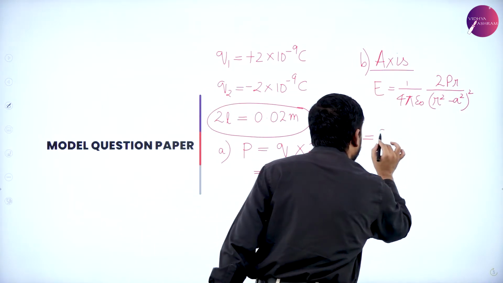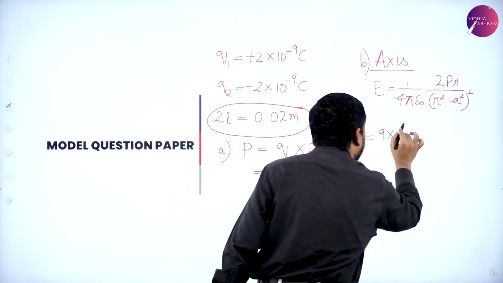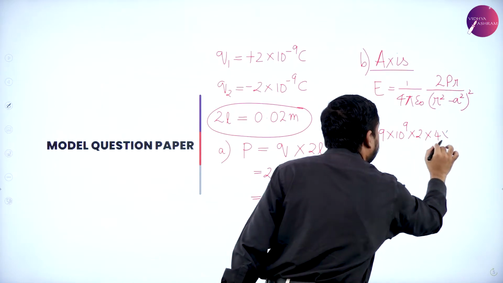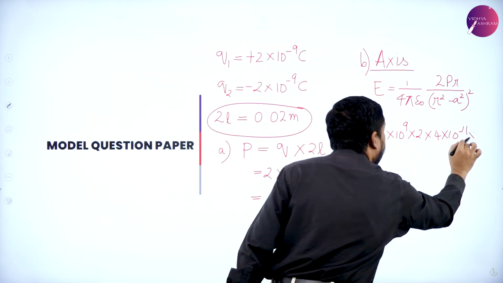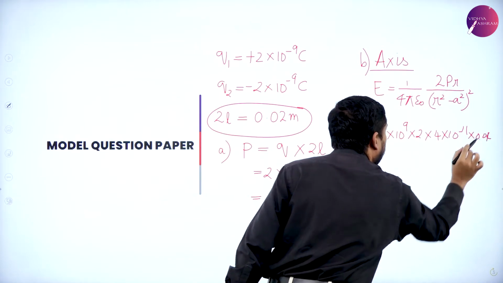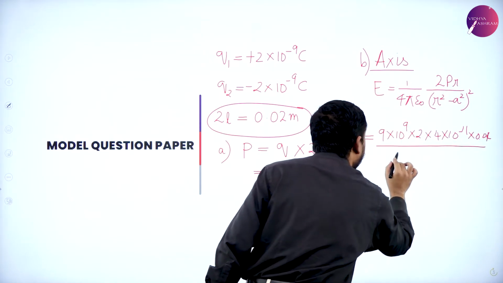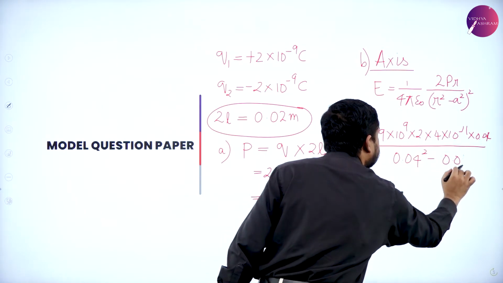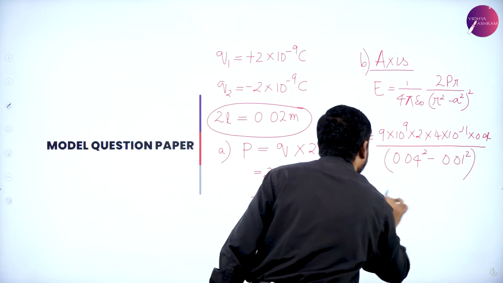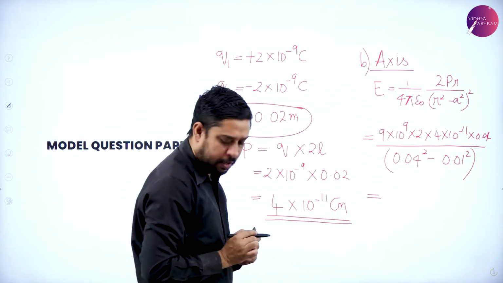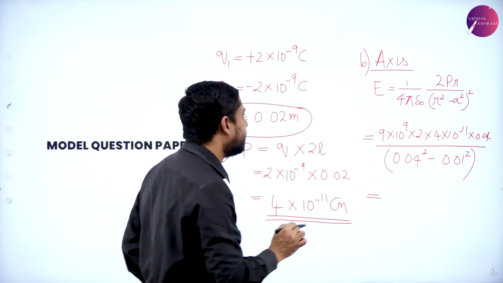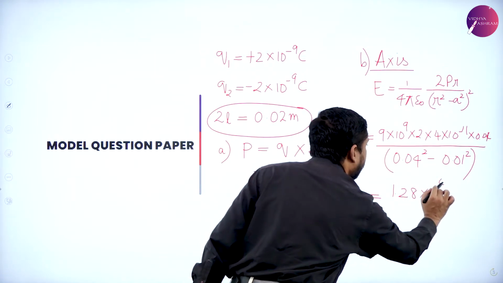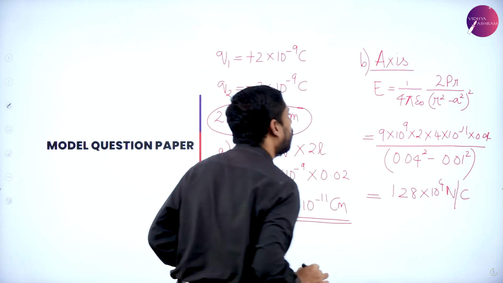So this turns out to be 9 into 10 power 9 into the dipole moment into 0.04 divided by (0.04 whole square minus 0.01 whole square). So on simplification, this is 1.28 into 10 power 4 Newton per coulomb.